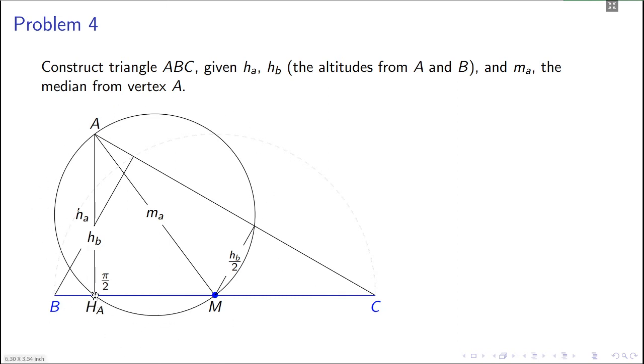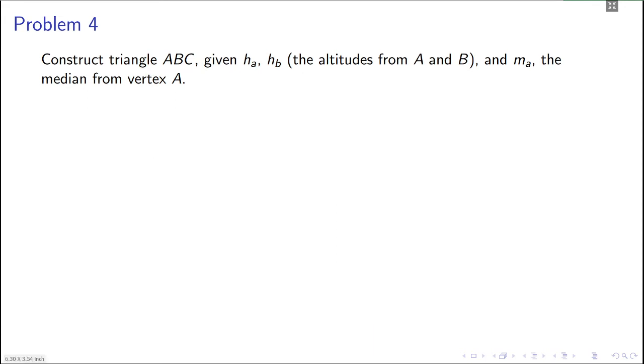It has these two very important points, because if you find this point, you just join this and extend it, and you will find C, and you take a cut off of equal length on the other side, and you will get your point B. And this is our construction.